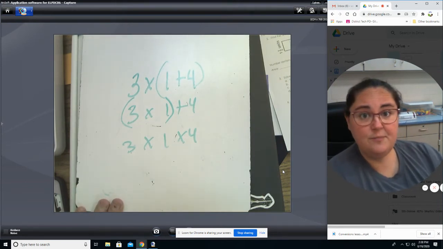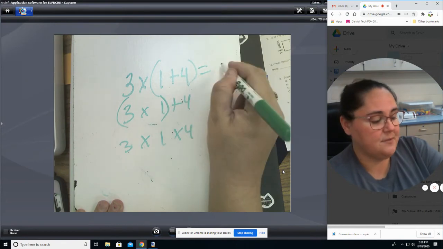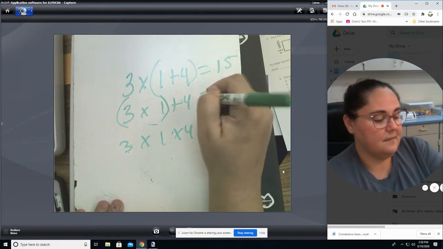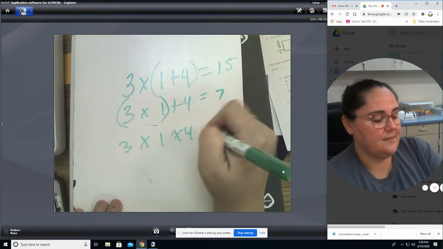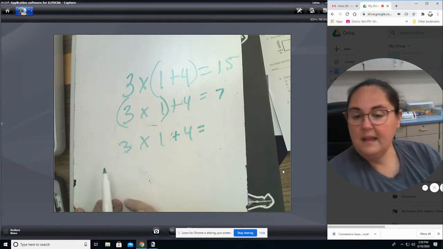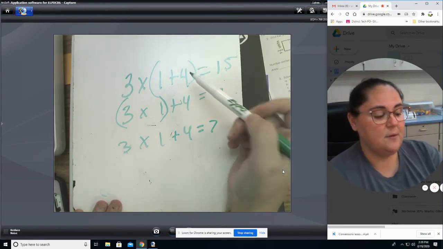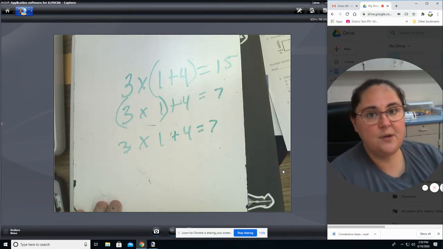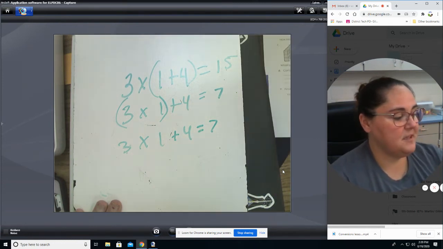So if I do this problem the first way, 4 plus 1 is 5, times 3 is 15. 3 times 1 is 3, plus 4 is 7. Same thing here, 3 times 1 is 3, plus 4 is 7. So it's going to give you different ways to do the problem. Make sure you are using order of operations. That one will be worth 4 points. There are 4 different questions.